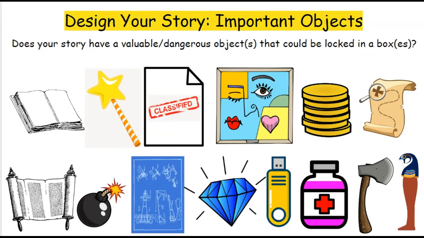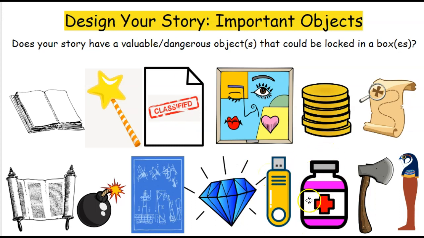Does your story have a valuable or dangerous object that could be locked in a box or boxes? Valuable can mean a lot of different things. That might be some sort of a weapon that you have to steal back. That might mean something that's worth a lot of money, like a jewel or a famous piece of art. That might mean some sort of a classified document, either on some papers or on a USB drive.